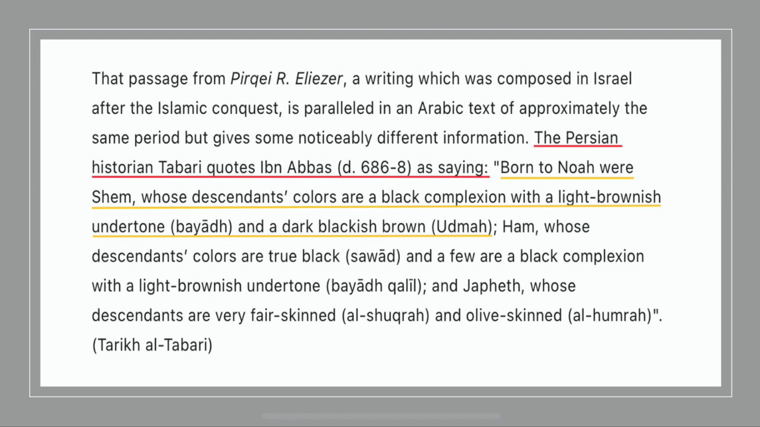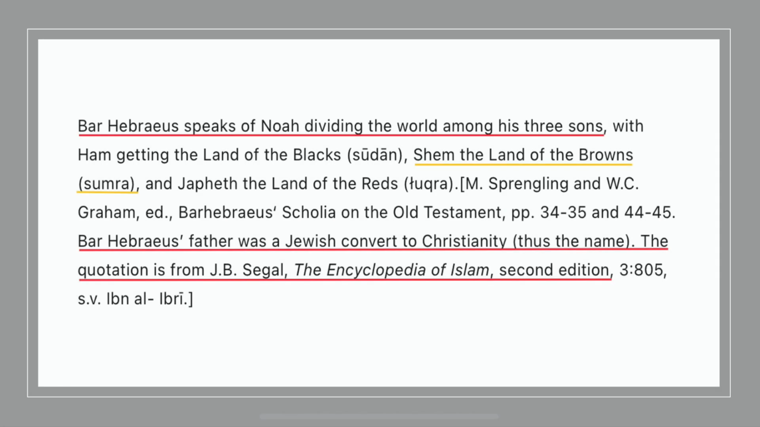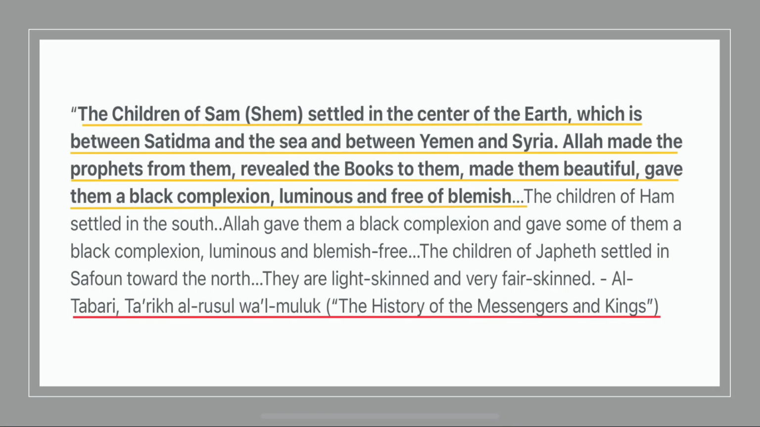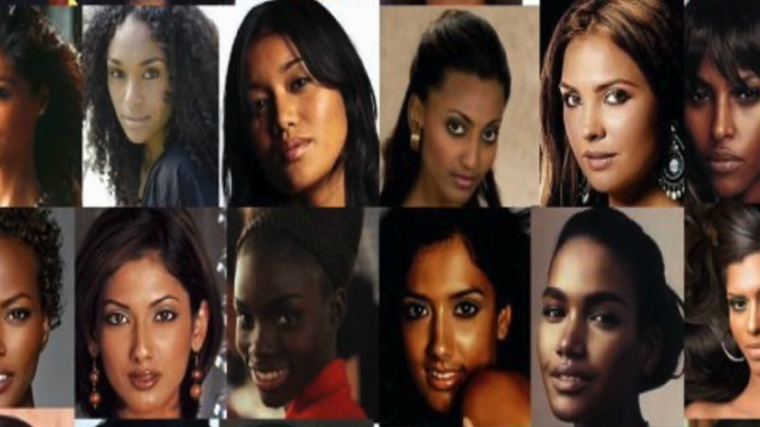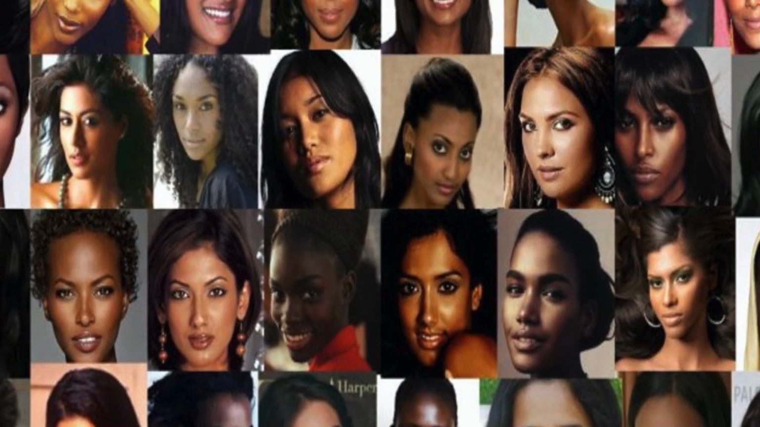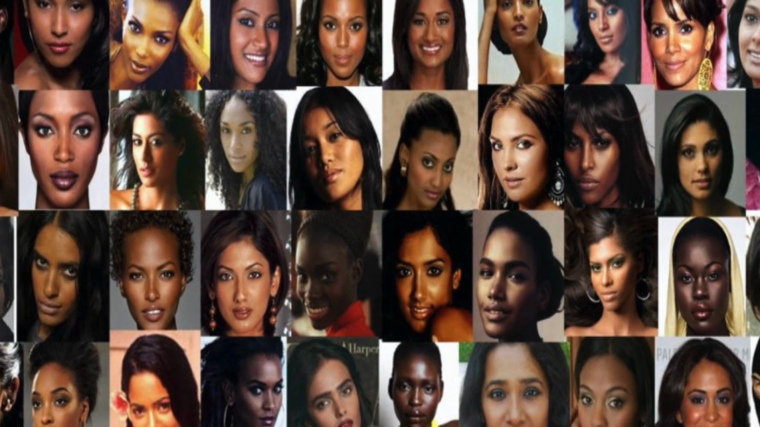The Persian historian Tabari quotes Ibn Abbas as saying, "Born to Noah were Shem, whose descendants' colors are a black complexion with a light brownish undertone and a dark blackish brown." Bar Hebraeus speaks of Noah dividing the world among his sons, Shem, the land of the Browns. And according to the book titled The History of the Messengers and Kings, it reads, "The children of Shem settled in the center of the earth, which is between Satmah and the sea, and between Yemen and Syria. Allah made the prophets from them, revealed the books to them, made them beautiful, gave them a black complexion, luminous and free of blemish." So early Jewish, Christian, and Muslim sources all state that Shem's descendants were light brown, medium brown, dark brown, and even black.